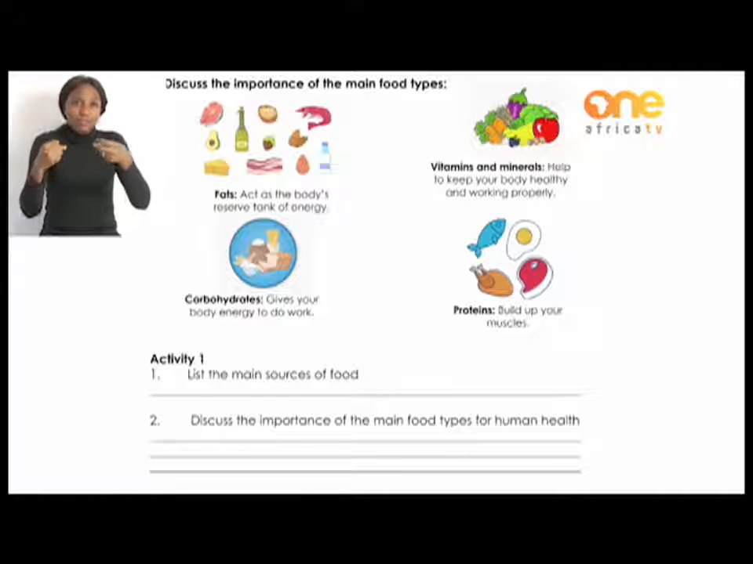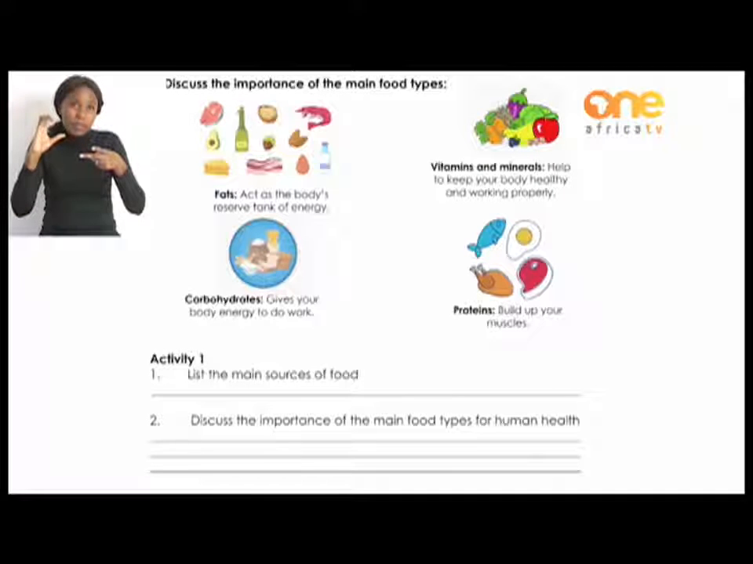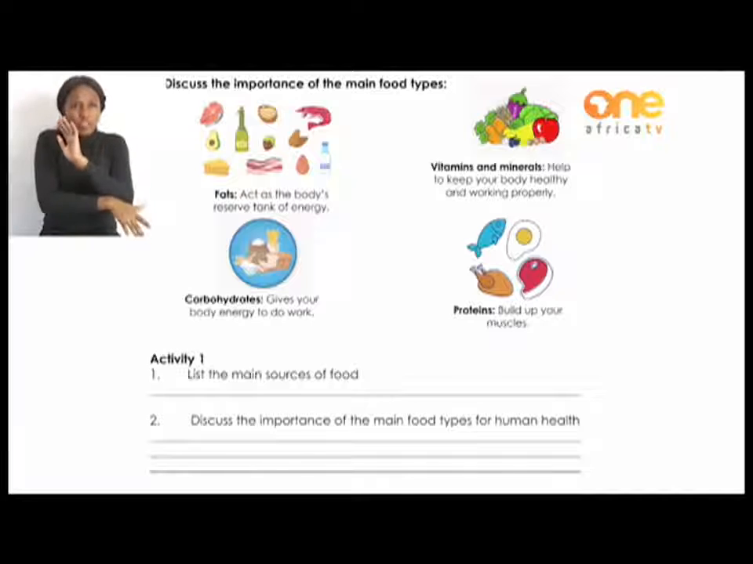And then we also have complex carbohydrates. Another word for that is starches. And we get that from vegetables like corn and potatoes. So they give our bodies energy more slowly. Okay, so they give a slow supply of energy to our bodies.